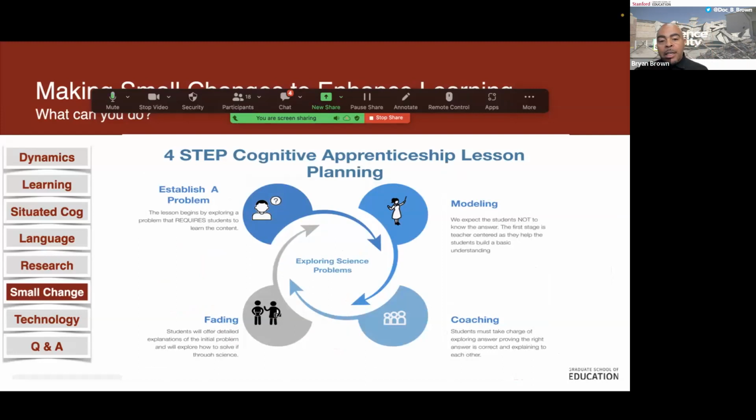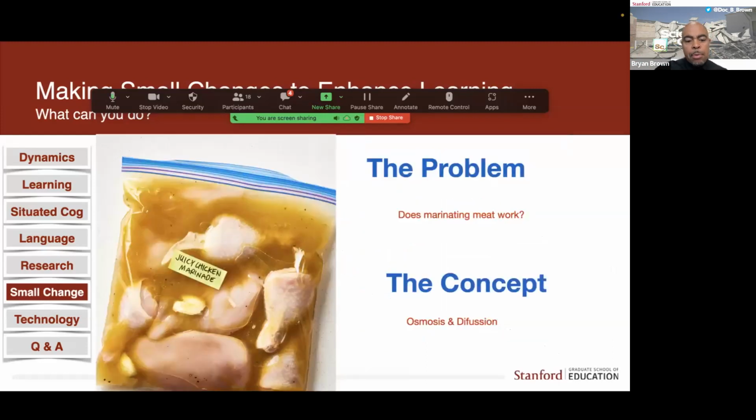A way to do that is an approach that we teach called the cognitive apprenticeship lesson planning approach. In every lesson, we start by establishing a problem. We teach science in the context of a problem. We switch to teacher-centered instruction, where the teacher is really helping the students. Then you switch to coaching, where students have lots of opportunities to explain with your support. And finally, the third part of the lesson is fading, making sure your students have tons of opportunities to explain their ideas thoroughly. Let me give you a quick example before we close.